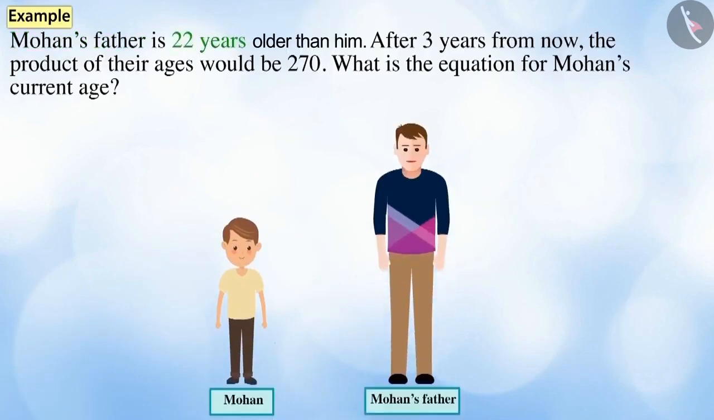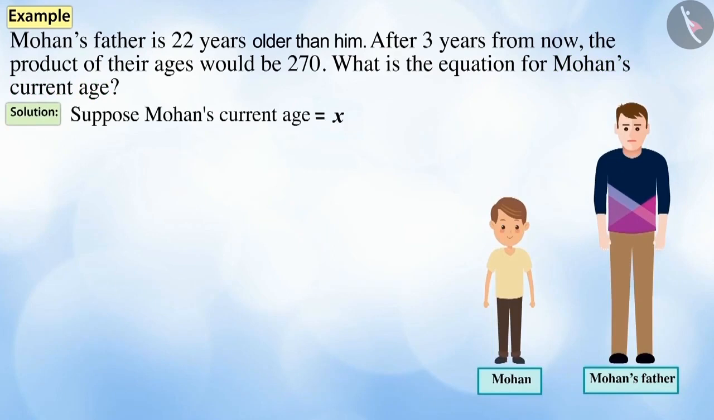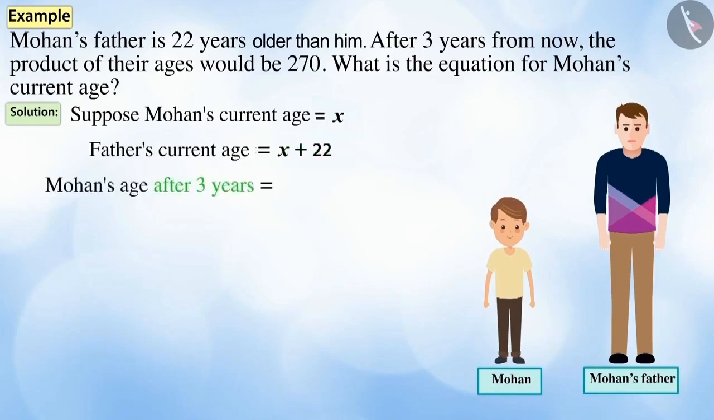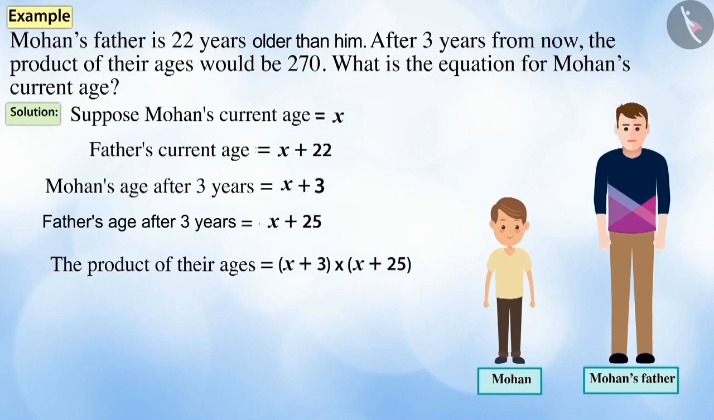Mohan's father is 22 years elder to him. After 3 years from now, the product of their ages would be 270. What would be the equation for Mohan's current age? Let Mohan's current age be x years. Then, his father's age would be x plus 22 years. Mohan's age after 3 years would be x plus 3 years. And his father's age after 3 years would be x plus 22 plus 3, that is, x plus 25. Therefore, the product of their ages equals (x plus 3) times (x plus 25).